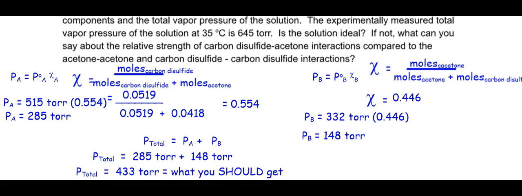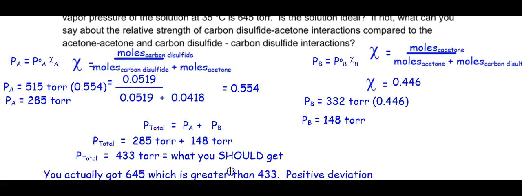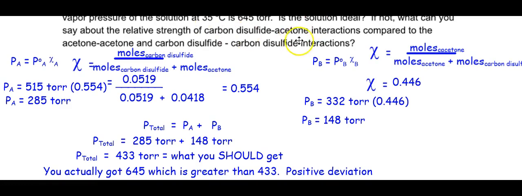But wait a minute, that's not what I did get. I got 645. That's what it says up here. I got 645 torr, which is greater than 433. It's a positive deviation. So why would it have a positive deviation? Well, there must be weaker than expected attractions, okay? And so this is how you do Raoult's law.